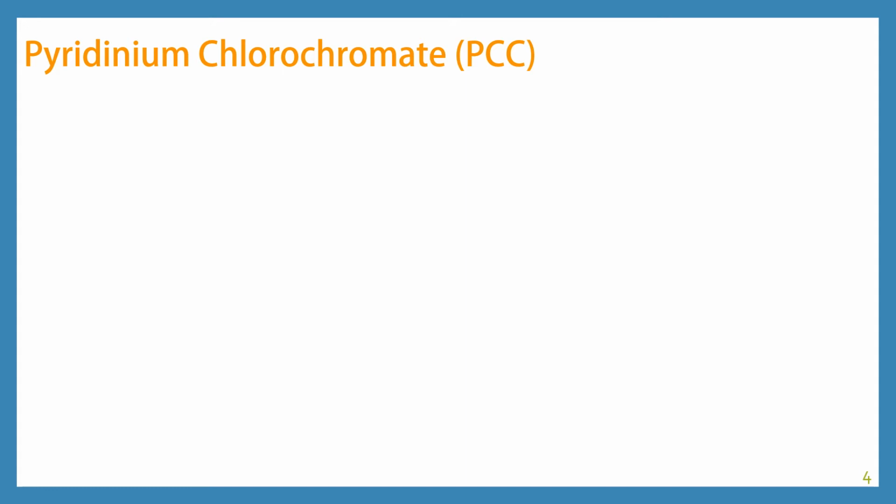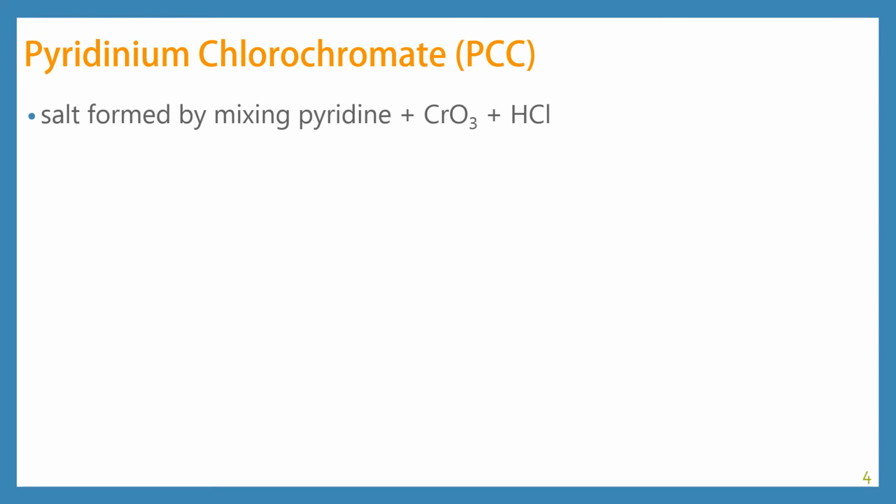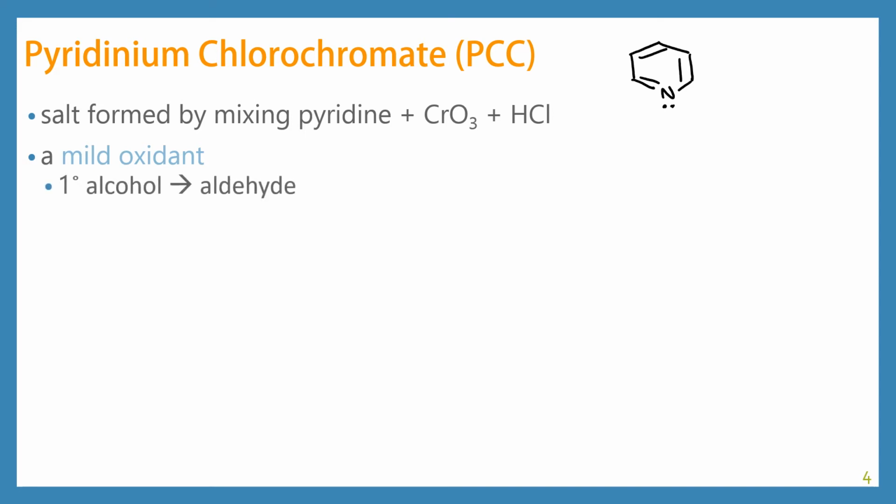So our next reagent is Pyridinium Chlorochromate, also known as PCC. This is a salt formed by mixing pyridine, chromium trioxide, and hydrochloric acid. Pyridine is a heterocyclic aromatic amine. This is a mild oxidant. It turns a primary alcohol into an aldehyde, a secondary alcohol into a ketone, and again, a mild oxidant is going to have no reaction with an aldehyde.